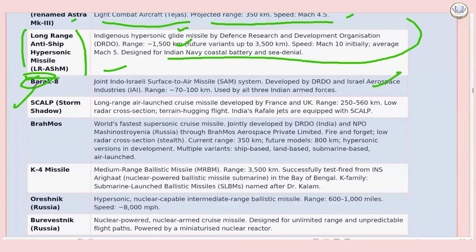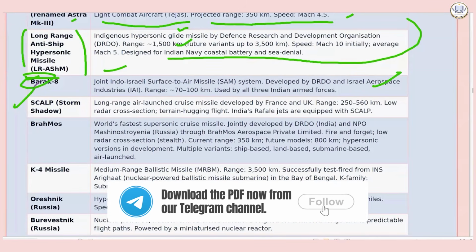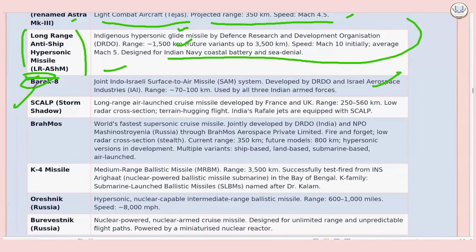We have Scalp, that is Storm Shadow. It is a long-range air-launched cruise missile developed by France and the UK. Range is 250 to 560 kilometers. It has terrain-hugging flight. India's Rafale jets are equipped with Scalp. Okay, it has a low radar cross section.